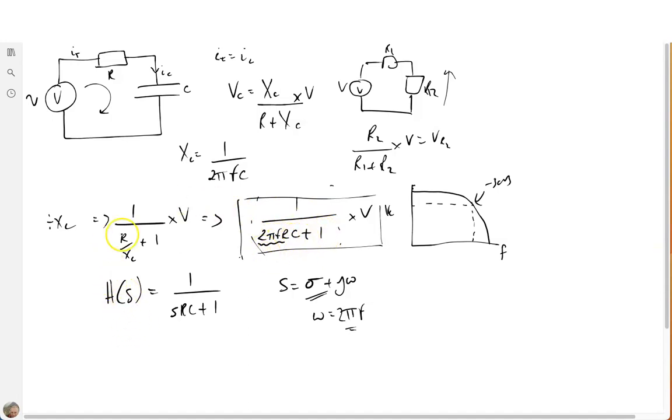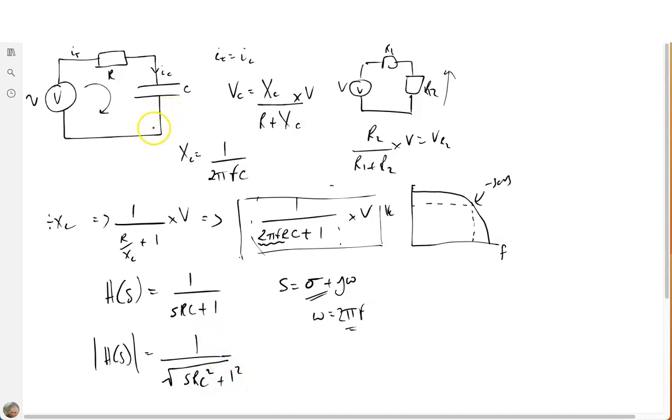So the way to solve this is to look at the magnitude of H(s), which would be 1 divided by the square root of (sRC) squared plus 1 squared. And there you have it.